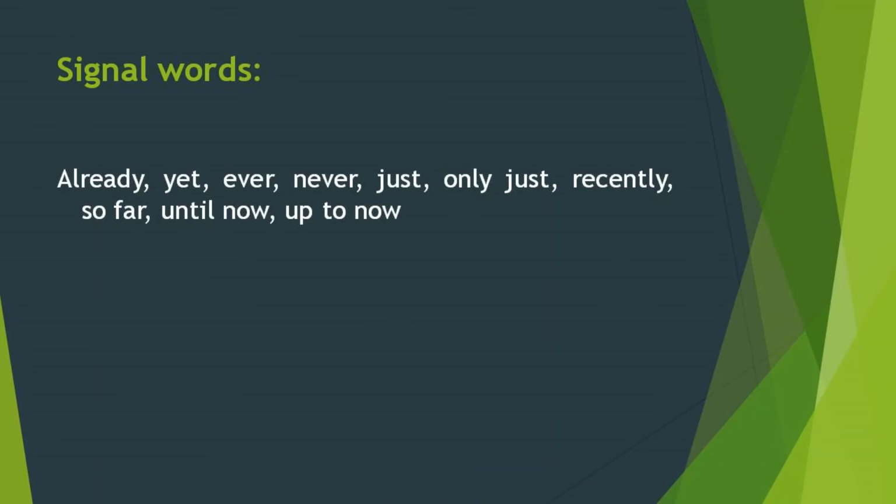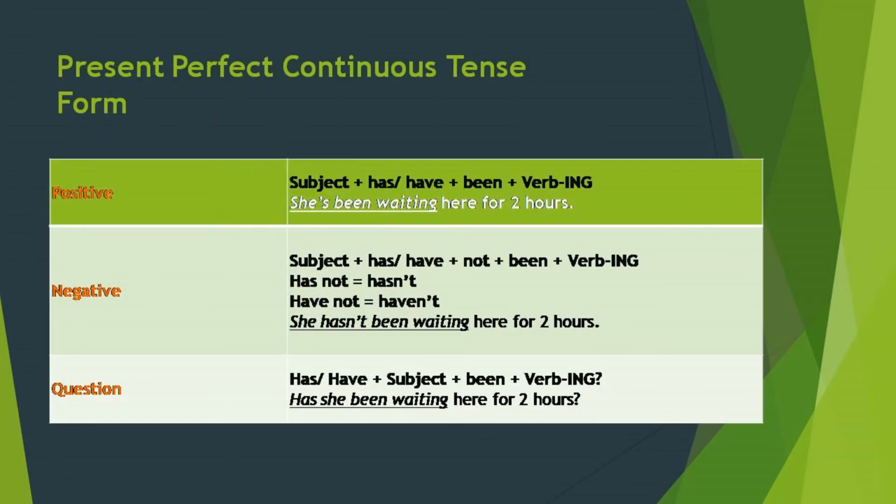If we find already, yet, ever, never, just, only just, recently, so far, until now, up to now, these words, if you find these words, then we can easily guess that this is a present perfect tense.